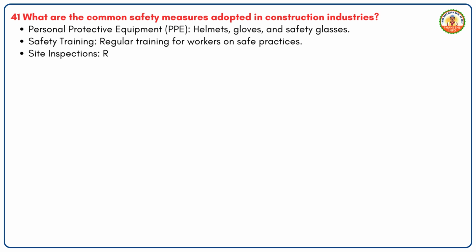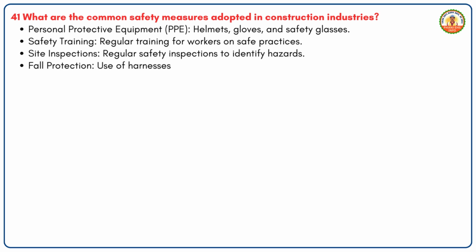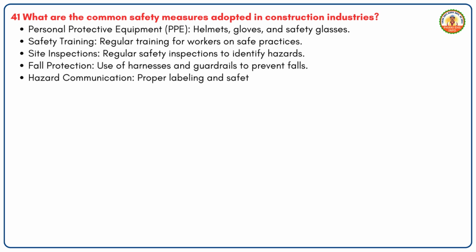Site inspections, regular safety inspections to identify hazards. Fall protection, use of harnesses and guardrails to prevent falls. Hazard communication, proper labeling and safety data sheets for chemicals.